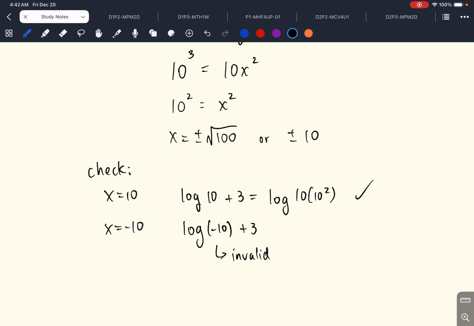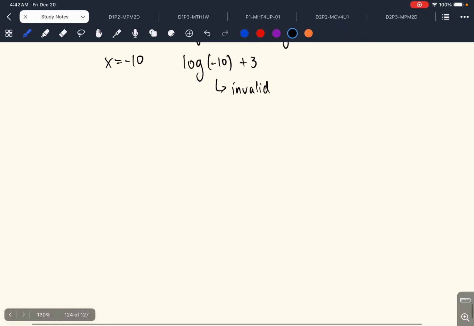Okay, so I'm going to leave 1D as one for you to try, as well as 1E. I'm going to go to question number 2.